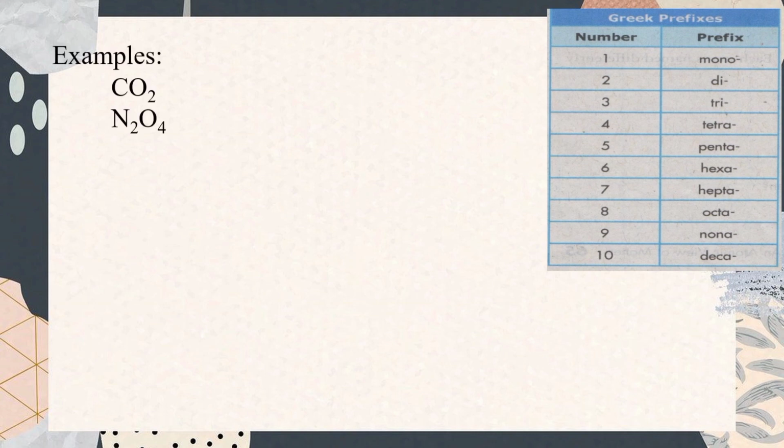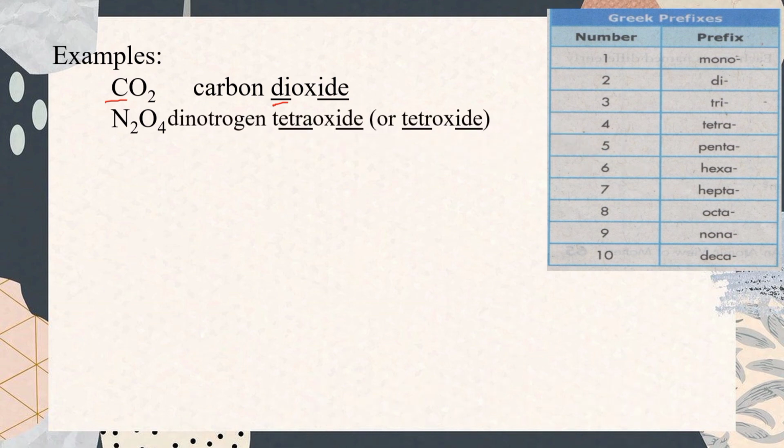Let's have examples. CO2 is named as carbon dioxide. We have the prefix di for oxygen because there are 2 atoms in the chemical formula. N2O4 is named as dinitrogen tetraoxide or dinitrogen tetroxide.